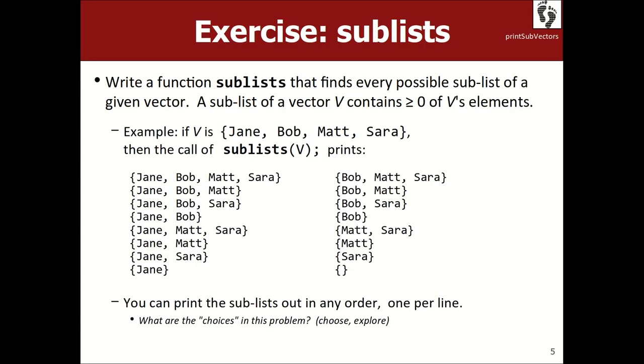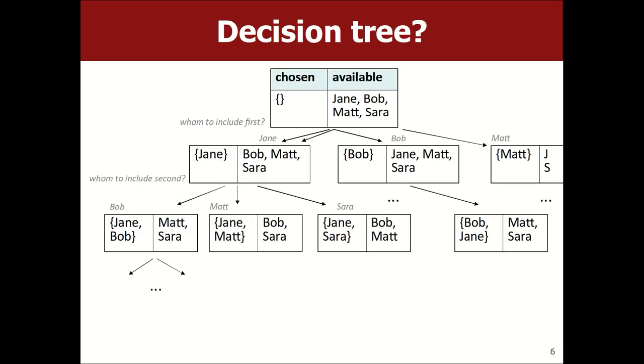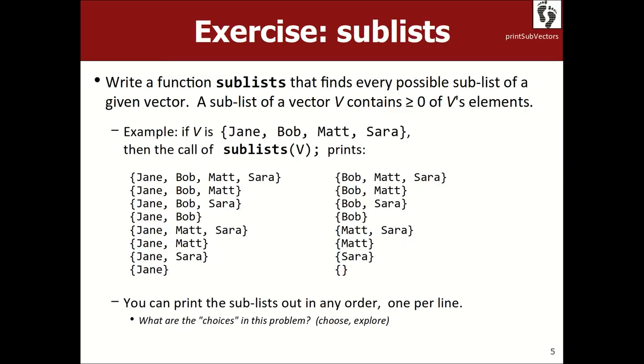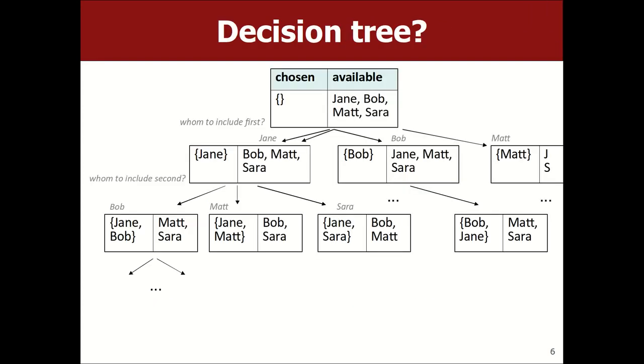Let's look at this again. Wait, what's my next slide? Okay. If we write code that loops over the elements and grabs each one and chooses and explores and unchooses it, I think we'll end up with a decision tree or a call tree that looks kind of like this. We start out having chosen nothing, and our vector V has all the elements available, these 4. Then our for loop will decide who goes first, Jane or Bob or Matt, and our next call will decide who goes second. Bob follows Jane, Matt follows Jane, Sarah follows Jane.